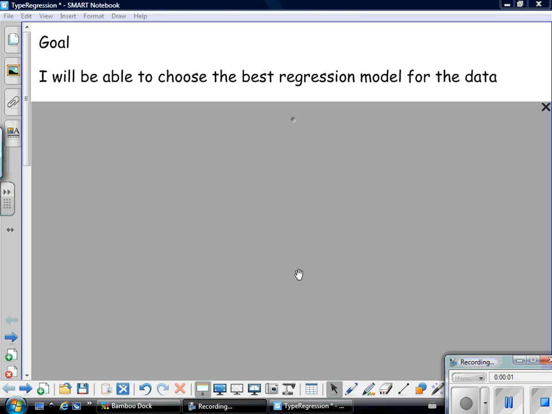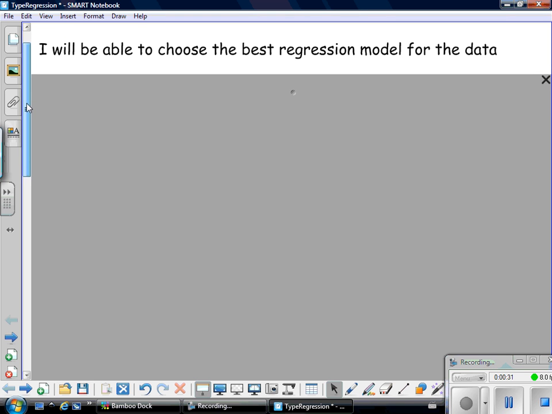Okay, today our goal is to be able to choose the best regression model for the data. So the last couple of days, what you've done is you've entered data into the graphing calculator, created a scatter plot, and did a regression to end up with either a linear, quadratic, or exponential equation. Now, so far, they told you whether it was linear, quadratic, or exponential. Today, they're not going to. So it's not that it's any more difficult than what you've been doing already.